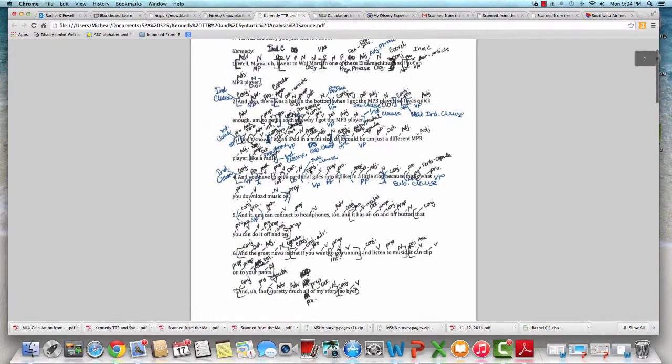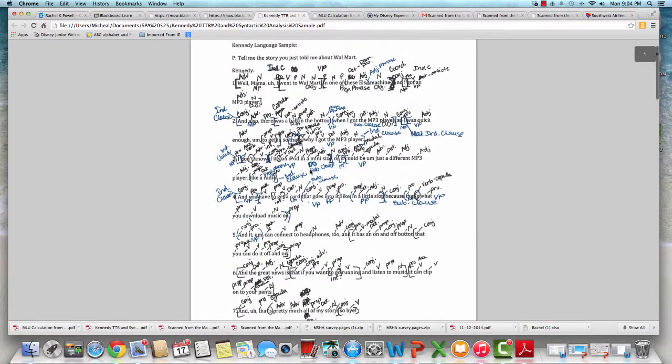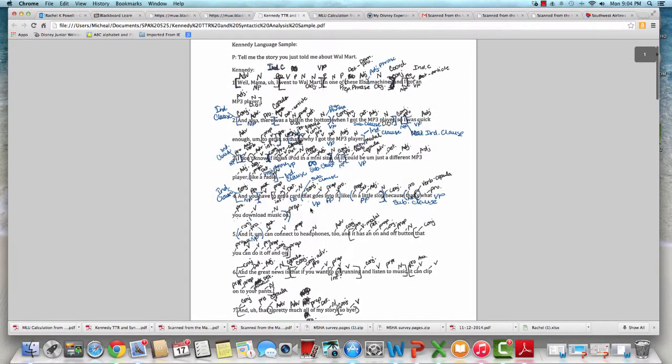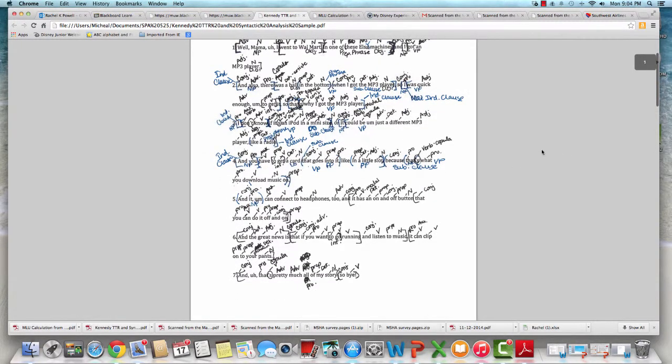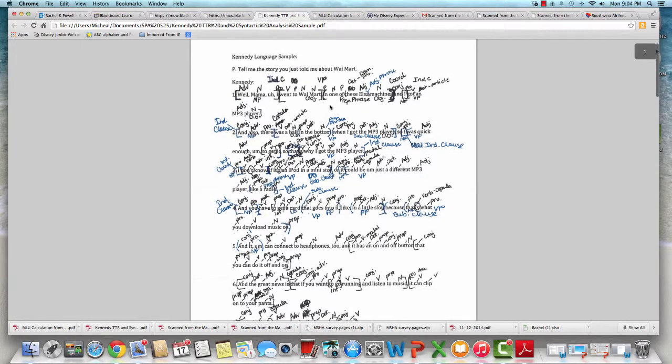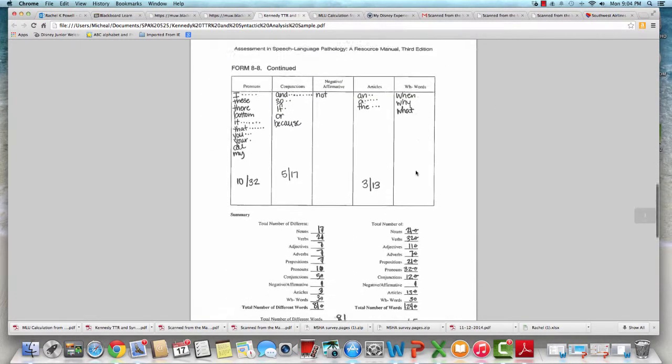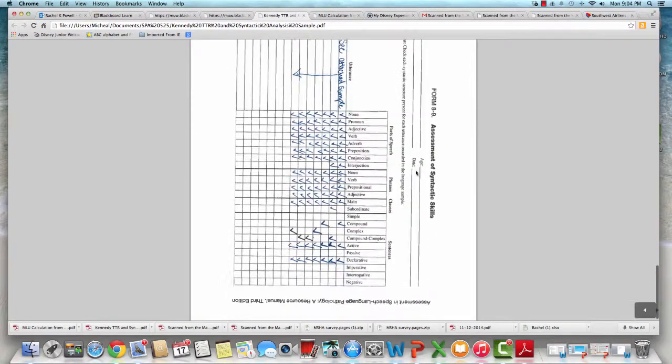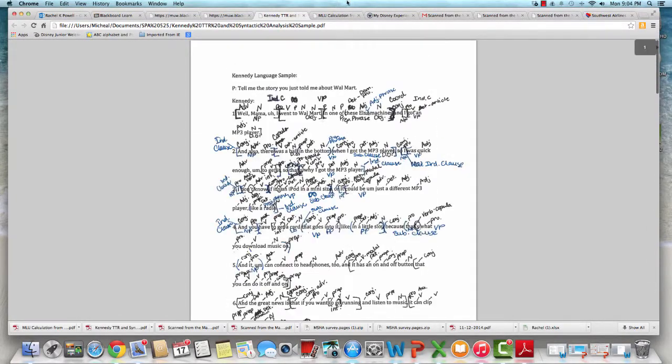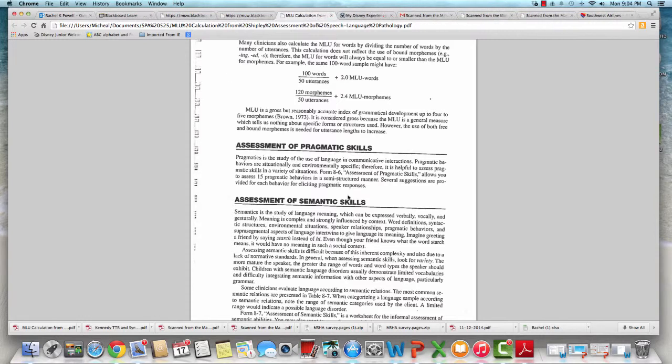So for your benefit and for clarity, you might want to do one sheet where it's just the form and one where it's just the function, so doing the phrases on a separate sheet from the form. But you're going to translate all of that into a type token ratio and the assessment of syntactic skills. In addition, you'll need to calculate a mean length of utterance.